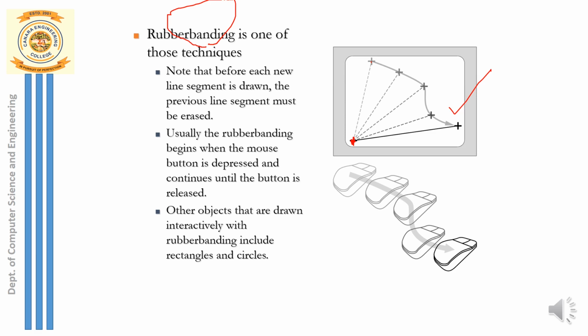So a line is drawn there, but the line is not simply fixed in one position. The line is also moving along with the mouse because you have not released the mouse button. The moment you release the mouse button, at that position the line will be finally drawn. So this particular feature is available in Paint.